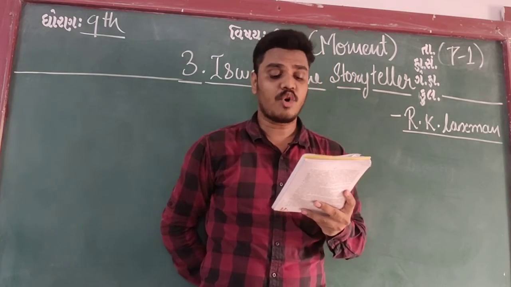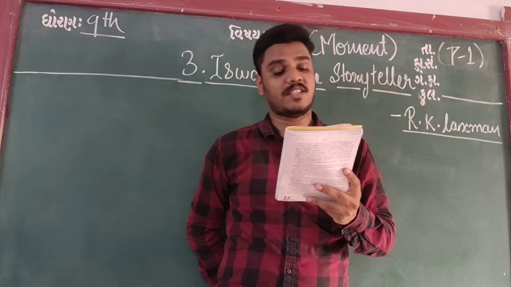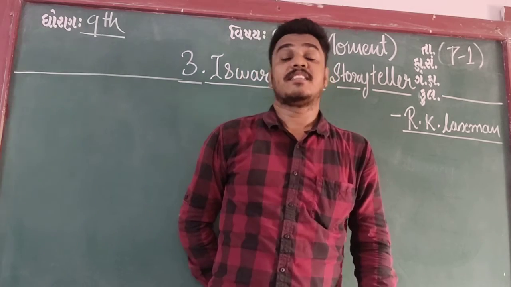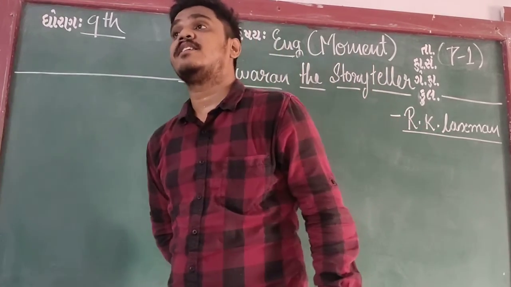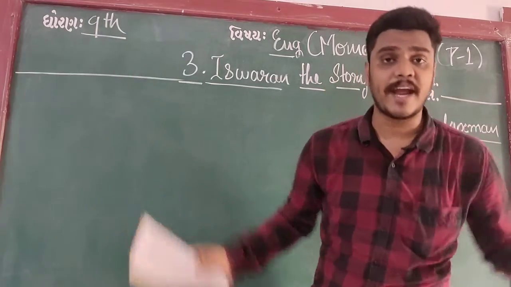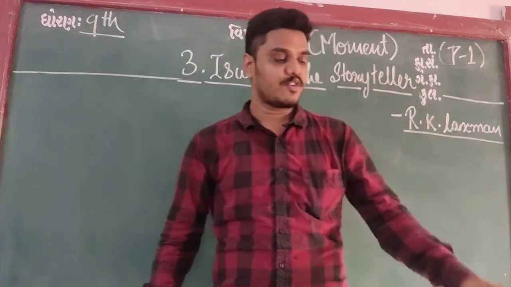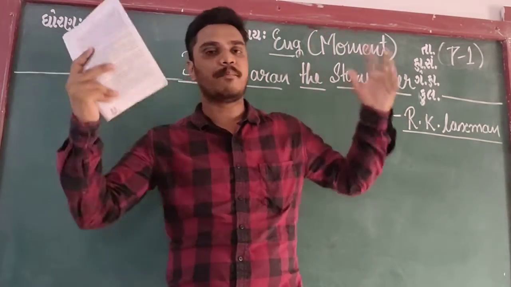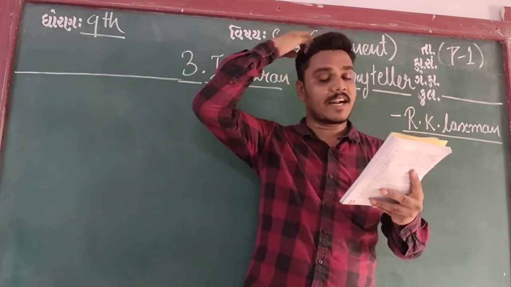Iswaran would get so caught up in the excitement of his own story that he would get up from the floor and jump about, stamping his feet in admiration of that mad elephant. See, here the Iswaran got mad, not the elephant. While narrating the story, he gets so excited that he stands up and starts stamping his leg on the floor. That kind of excitement was going on inside the mind of the narrator.